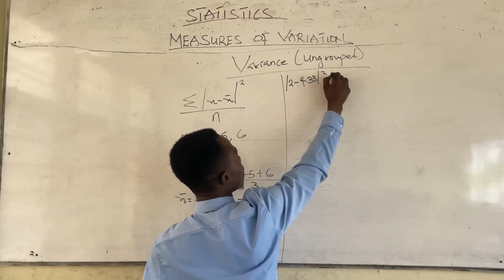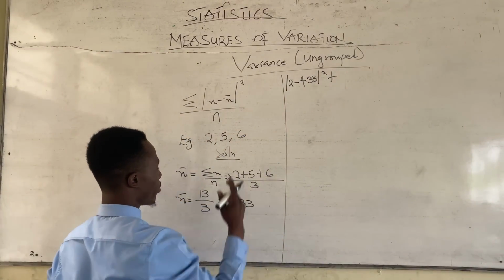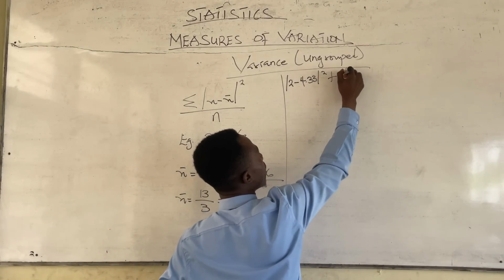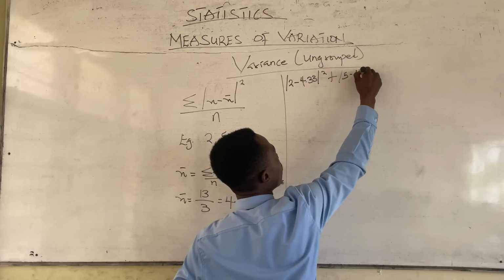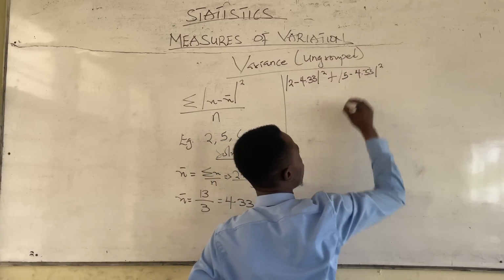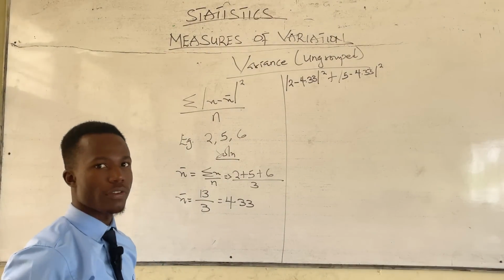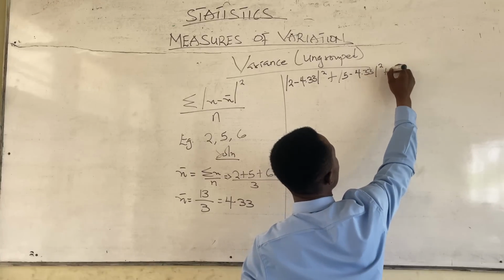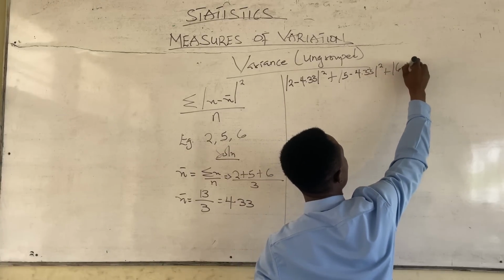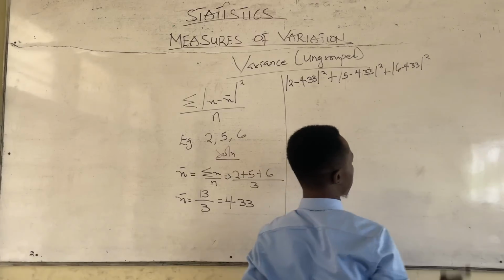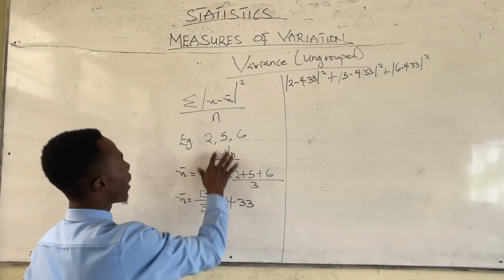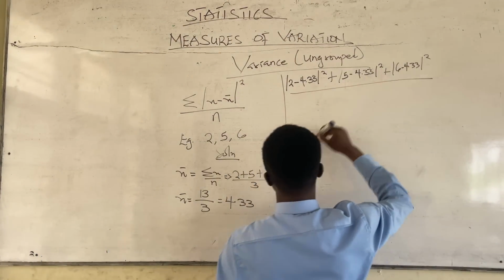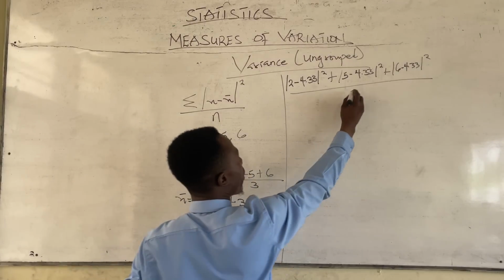Then plus, because they are saying sum, we have to add. So plus another x value, which is 5. So we say 5 minus 4.33, and square it. I hope you are following. Then the next one is 6, so plus 6 minus 4.33, squared. And so after deviating everything and squaring it, you divide by n. The n is 1, 2, 3, so we have 3 numbers.